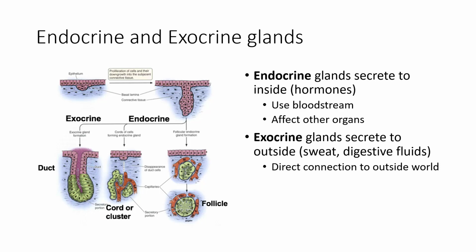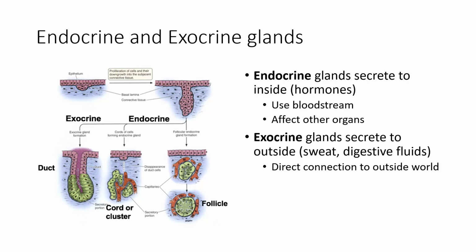These use the bloodstream to transmit hormones. Remember endocrine signaling from earlier. These are to affect other organs that are distant from the endocrine glands. These are not paracrine signaling. These are endocrine signaling. Exocrine glands secrete things to the outside, such as sweat.